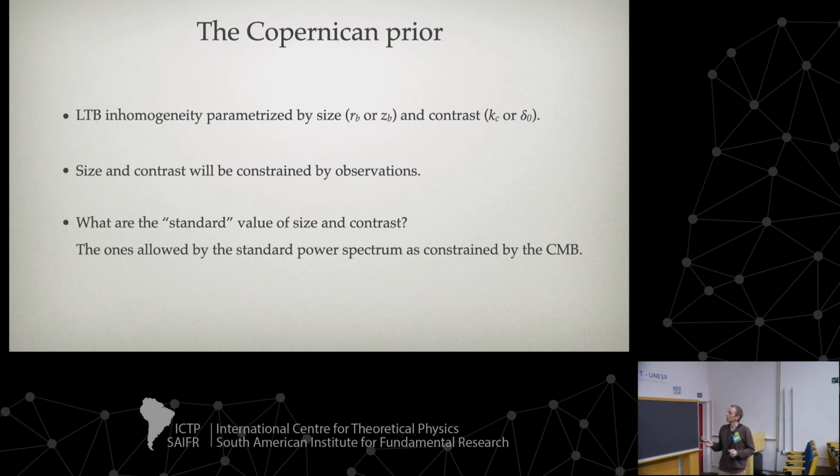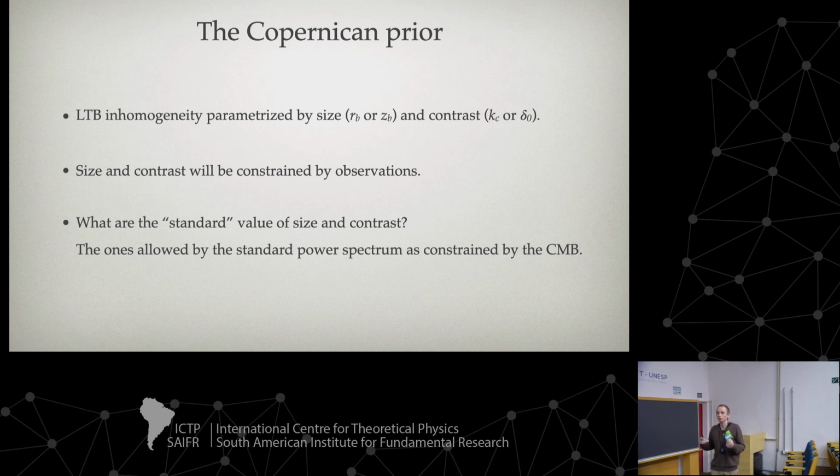And the idea is to let observations constrain this arbitrary inhomogeneous metric, that is the parameters r_B and z_B, which are the size, and k_c or delta_0, which are the contrast of the inhomogeneity, that is how big and deep it is. So observation will constrain that. Our expectation will be given by the standard power spectrum as constrained by the CMB.